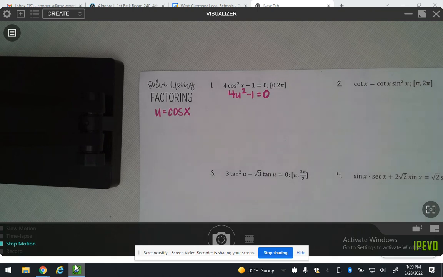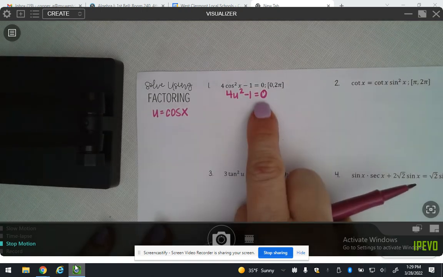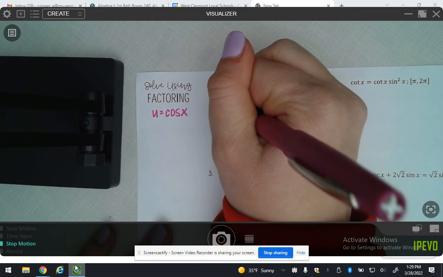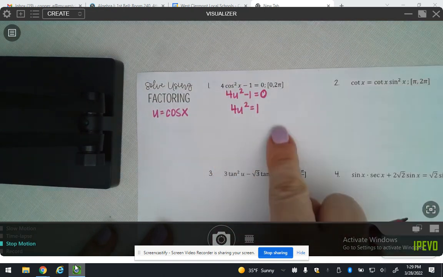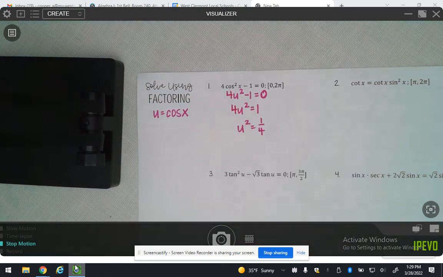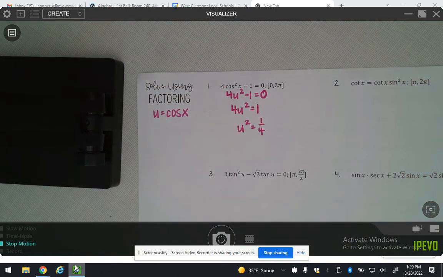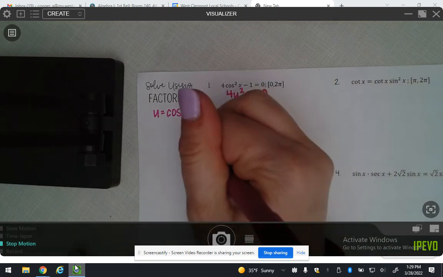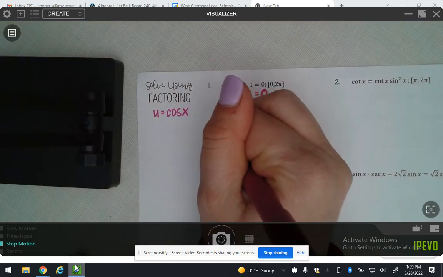Can you solve by square roots? You can solve by square roots if you only have 2 terms. So if I solve by square roots, that means I'm going to add 1. And then I'm going to divide by 4. Agree or disagree? So then what do I have to do? Square root. So I have u equals plus or minus 1/2.